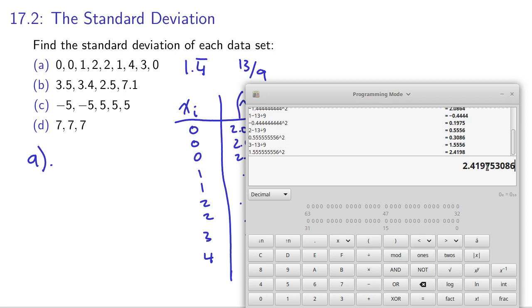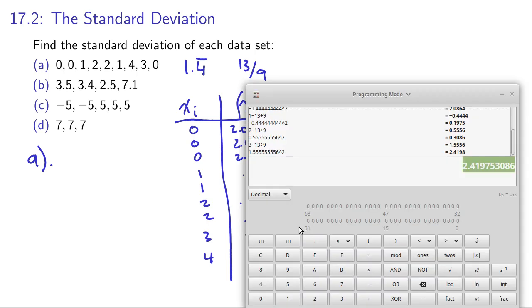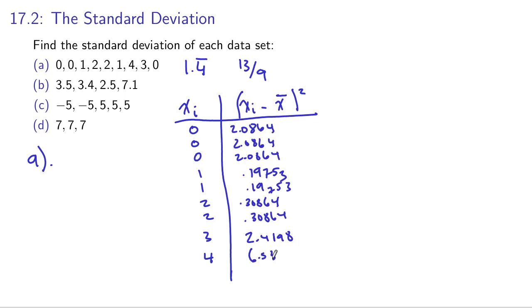It's 2.4198, sorry. Rounded wrong, 2.4198. And then 4 minus 13 over 9 squared, 6.5309. So you can see that these outliers, the things that lie towards the outside, that are furthest from the mean, contribute the most to this deviation. Okay? So now we're going to sum our deviations up.